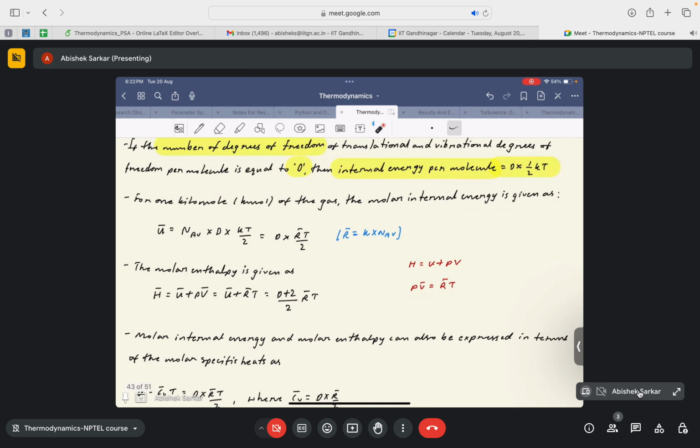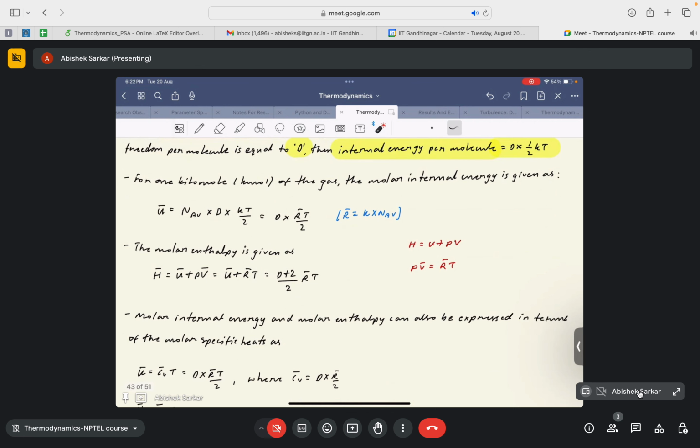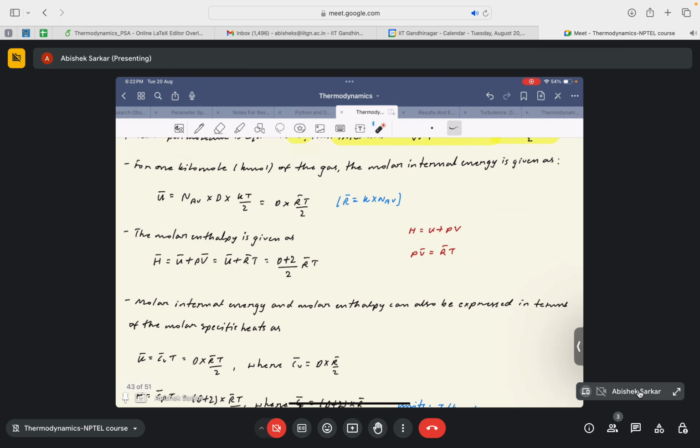Now this molar internal energy and the molar enthalpy can also be represented in terms of the molar specific heats. Okay, so U bar is equal to Cv bar into T, which would be equal to D into R bar T by 2, which is just this equation. We are just equating this to Cv bar into T. So from these two terms we can write Cv bar is equal to D R bar by 2.